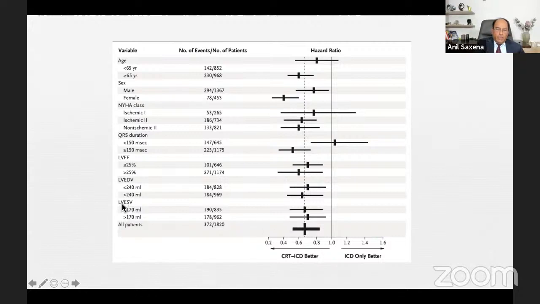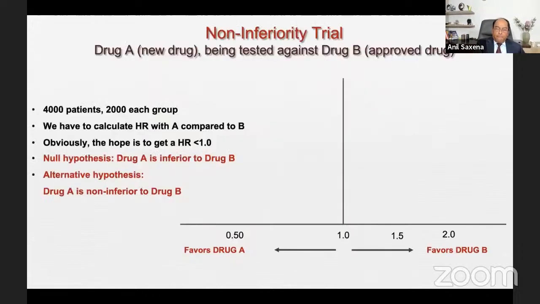Then whether you take LV end systolic volume, it is significant in both. But say, for example, when you take QRS duration less than 150, ICD better or no difference. And when you take more than 150 milliseconds, CRT is better. So it can show a difference in your subgroups. But this is how we should interpret the confidence intervals.